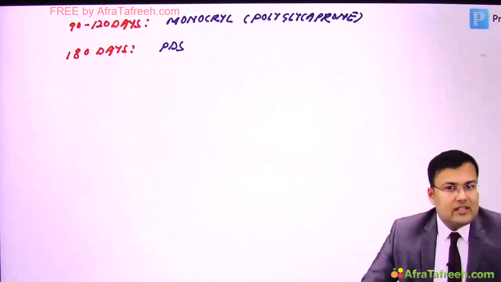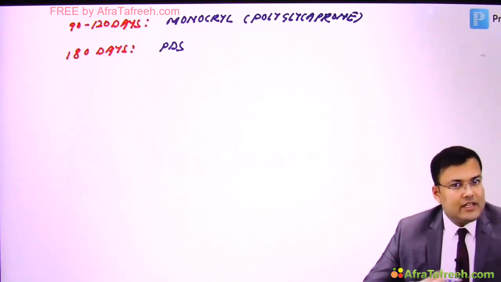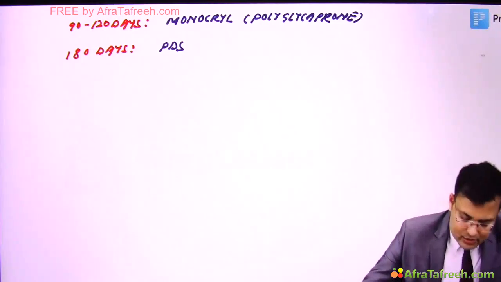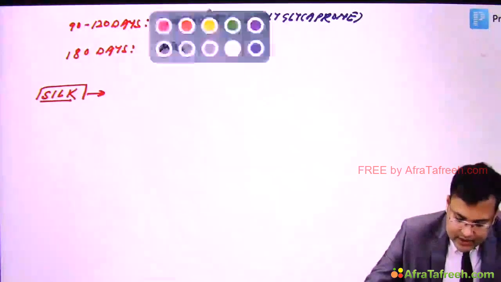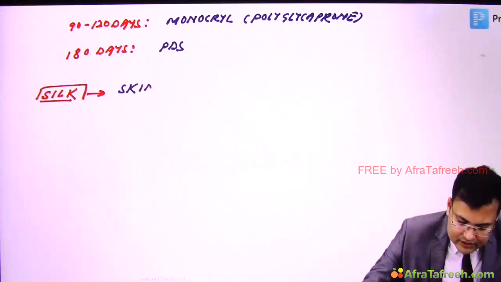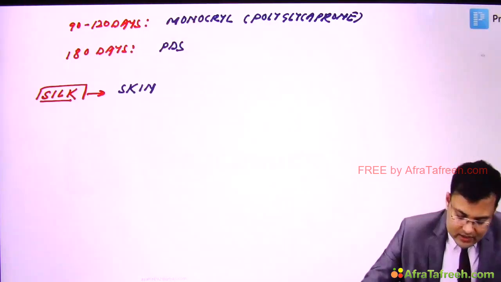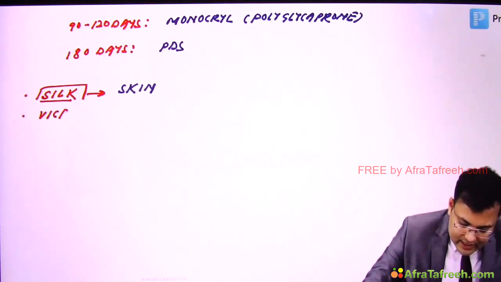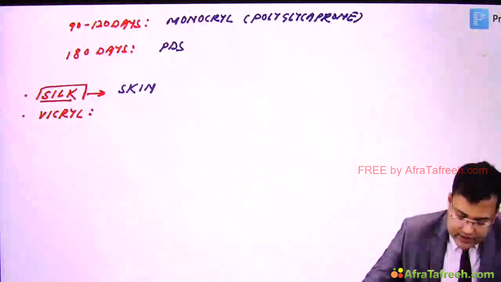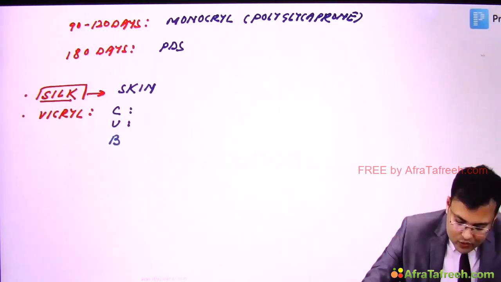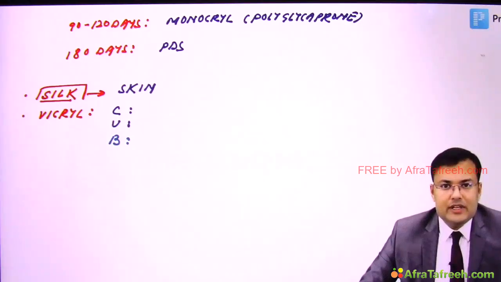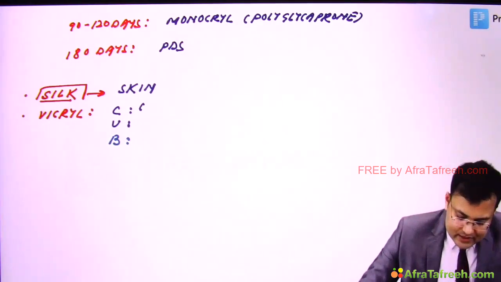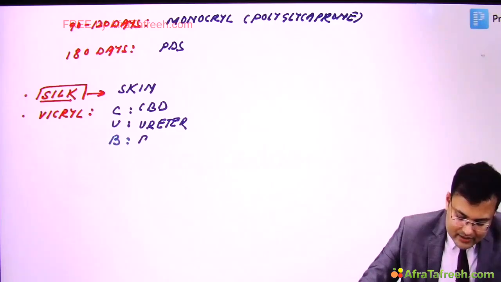Now see the site and the uses of suture. Generally for skin suturing, which suture is used? Silk. Generally we use it for the skin. We discussed the use of vicryl, and we discussed the mnemonic also. It is used in organs where there is stone formation, and the mnemonic was CUB. C means CBD, U means ureter, B means bladder.